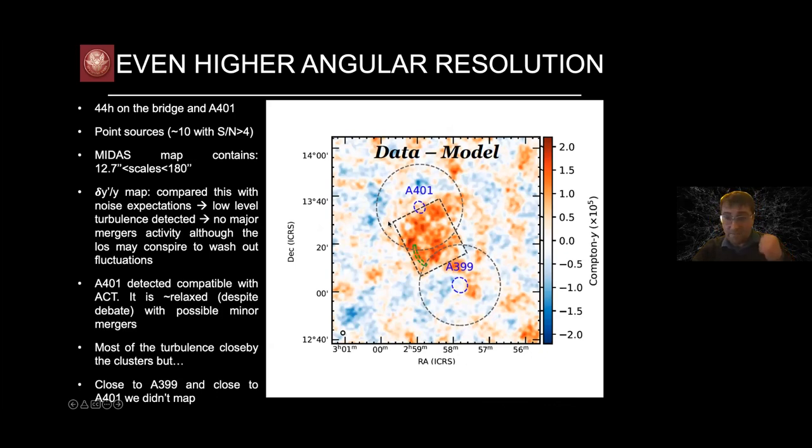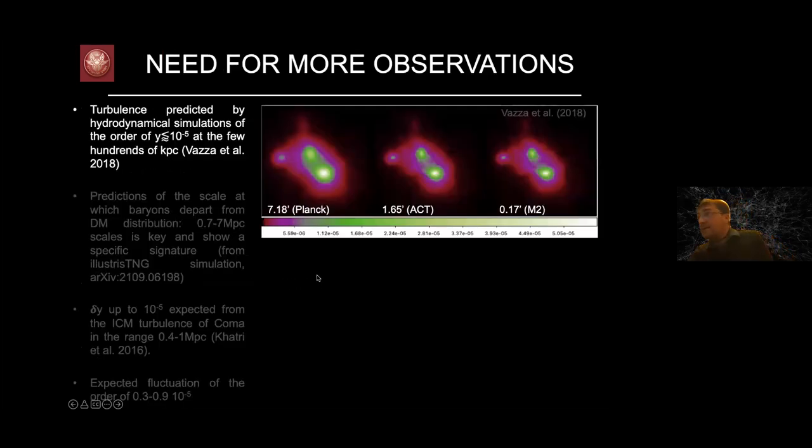So this is again the ACT map. We also noticed that this bridge structure has some peculiarities. As mentioned, in the MUSTANG-2 map we did not map Abell 399. So what are the peculiarities? Well, let's first see what we can try to do with additional data from MUSTANG-2. Hydrodynamical simulations, as we mentioned, predict turbulence down to a little bit lower than y to the minus 5. This is again the same simulation which I showed before: Planck resolution, ACT resolution, MUSTANG-2 resolution.